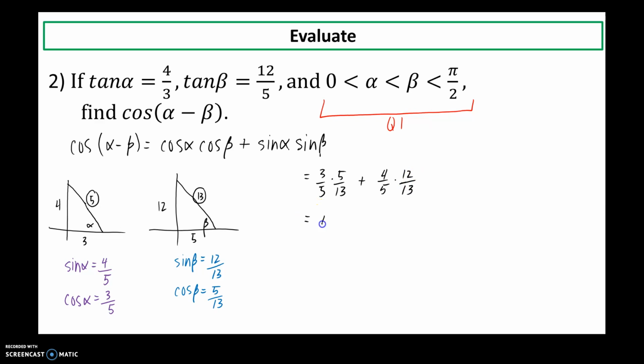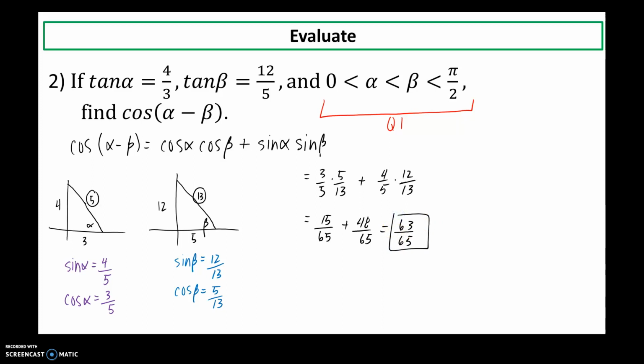Okay, top times top, bottom times bottom, and then top times top, bottom times bottom. So the nice thing is that these denominators come out to be common denominators anyway, so you don't have to do any extra multiplying. So this would give me 63/65, and that would be your final answer.